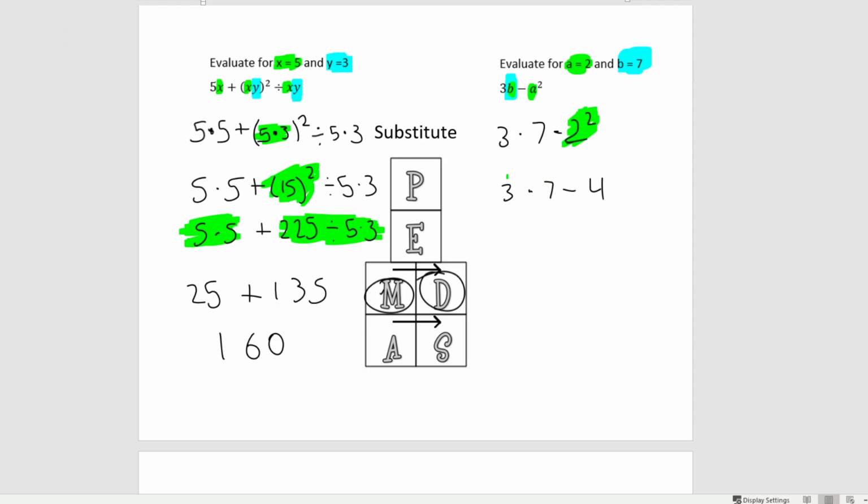Next step is multiplication and division. I do have a multiplication right here, 3 times 7. I will perform that and get 21. Lastly, I have 21 minus 4. I'll perform that, and it gives me 17.